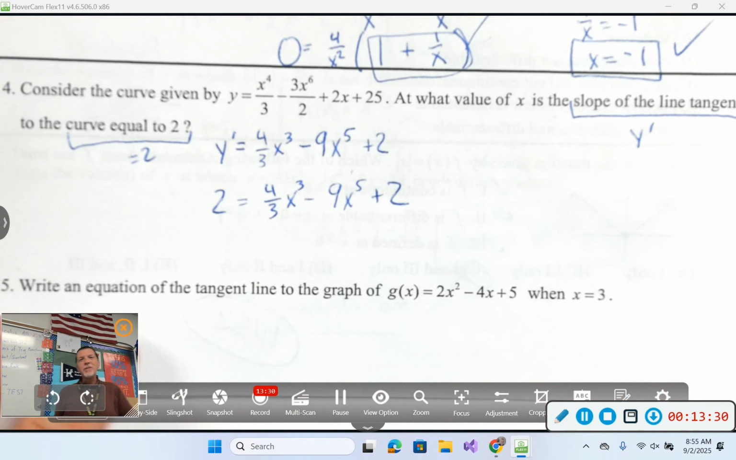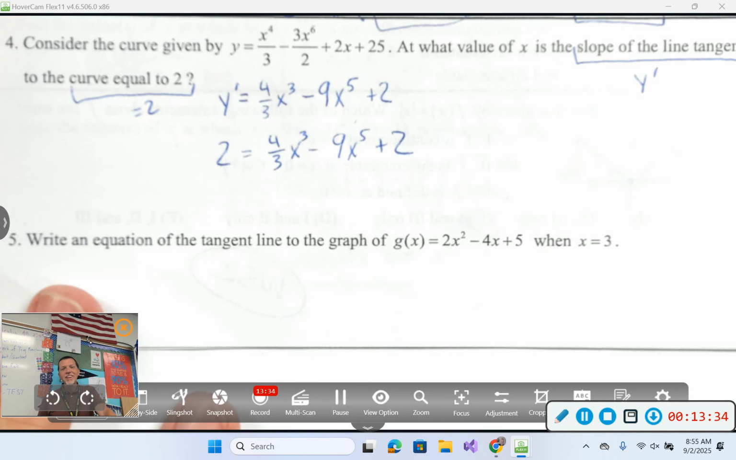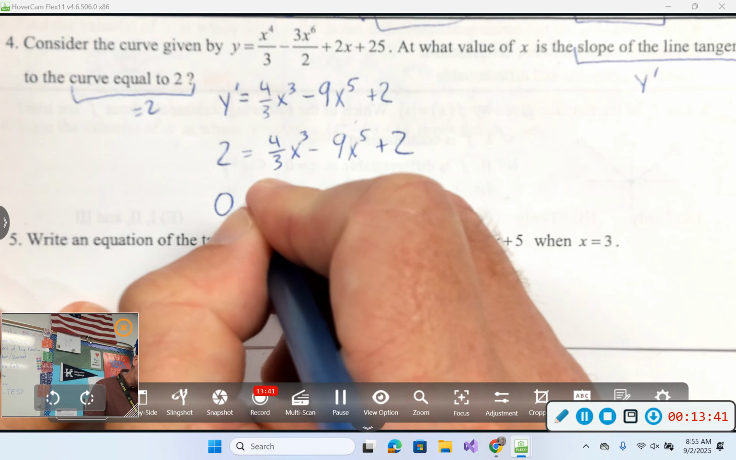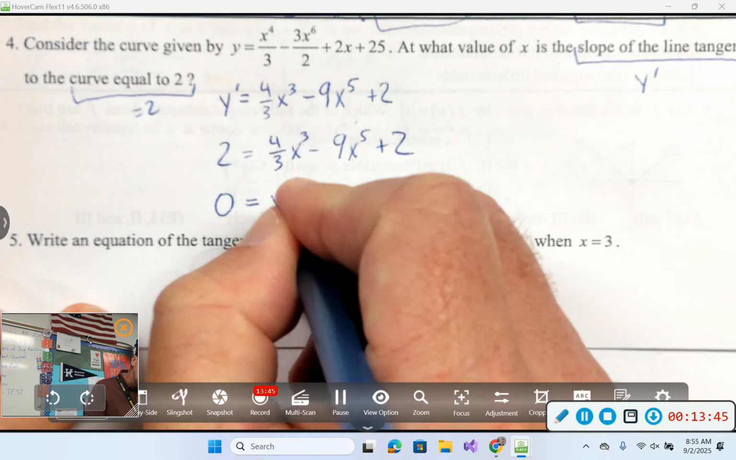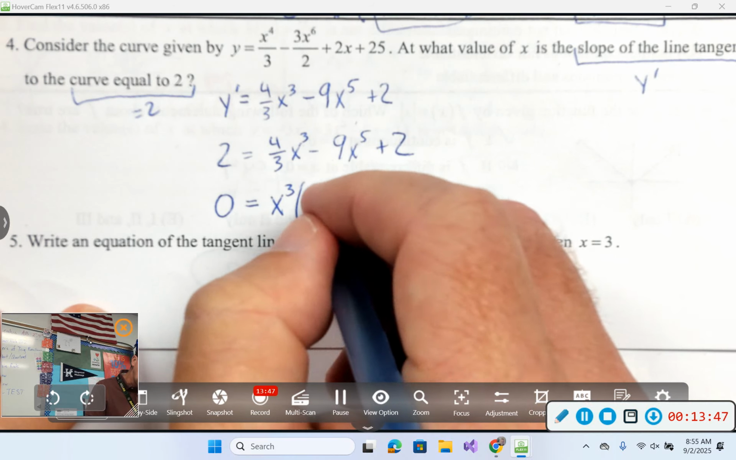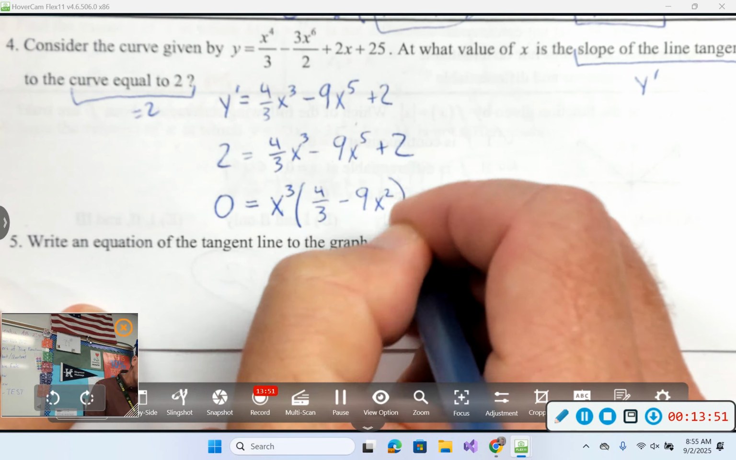Oh, they did us a bit of a favor here. Like a big favor here. Because what am I going to do first? Subtract the 2. And then I can factor out at least an x cubed. 4/3 minus 9x squared.